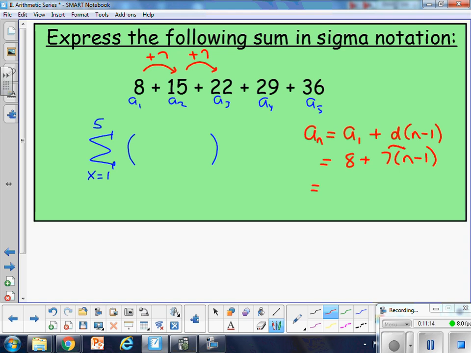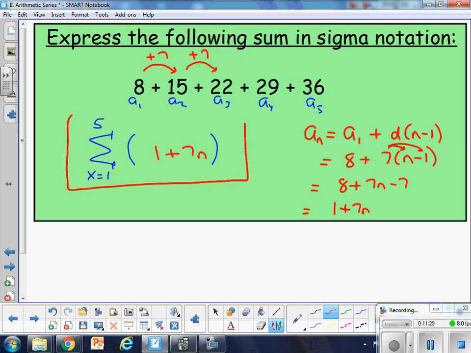I'm going to simplify it by distributing the 7. So 8 plus 7n minus 7, and then combine the 8 and the minus 7 to be a 1. And I'm going to take that 1 plus 7n, just throw that in right here. Okay, and that would be sigma notation, which if you threw it into your calculator would get you the exact same value as whatever these numbers add up to.